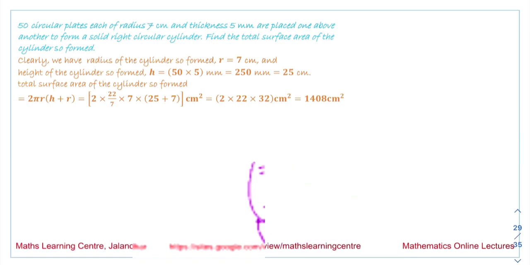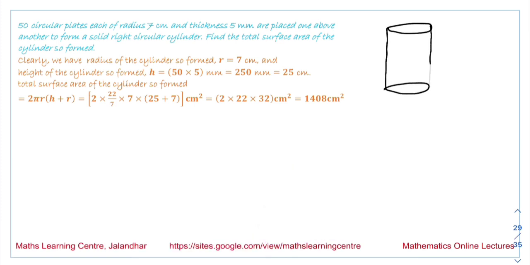Now next we have 50 circular plates, each of radius 7 centimeter. The radius is given as 7 centimeter, and how many plates are there? We are saying there are a total of 50 such plates. And the thickness of each plate, this is the thickness we are talking about, is 5 mm. 5 mm means it is 5 by 10 centimeters.